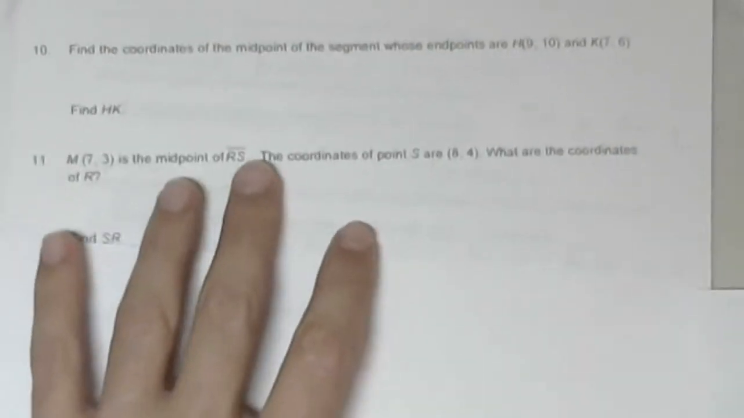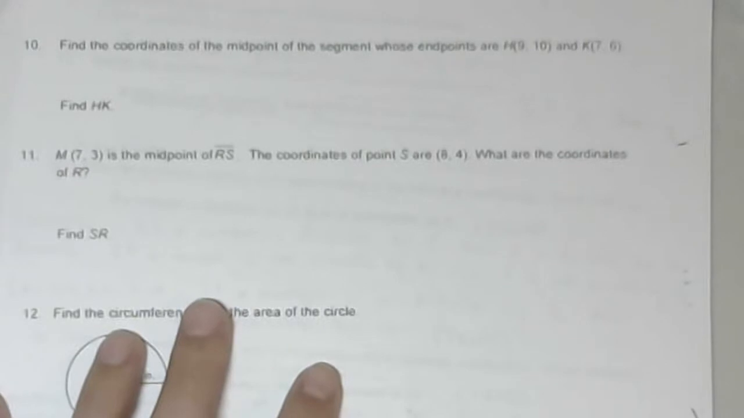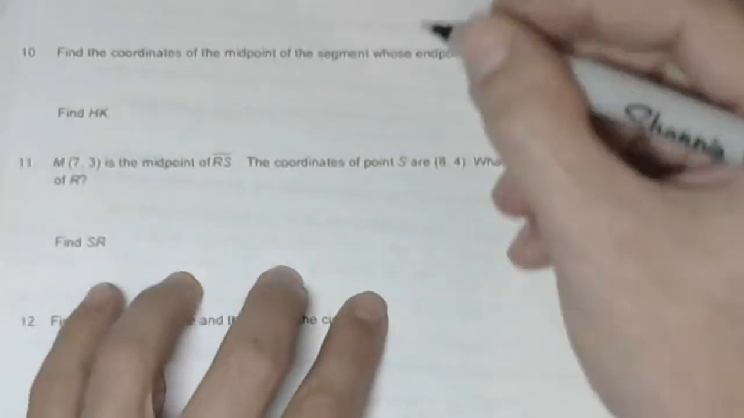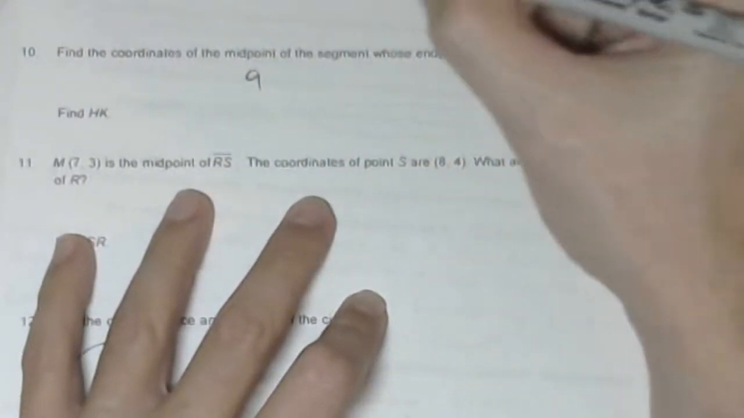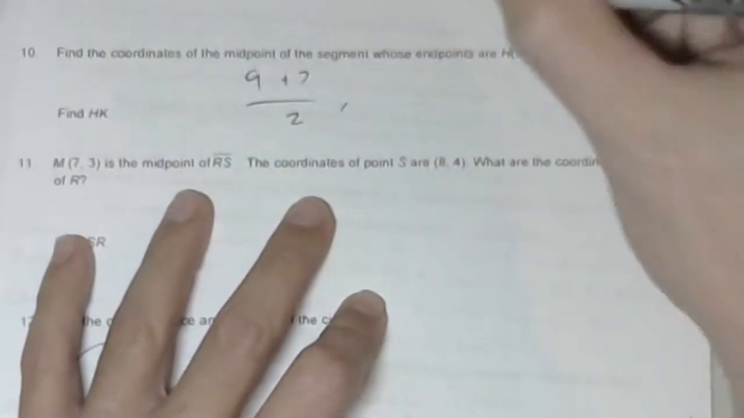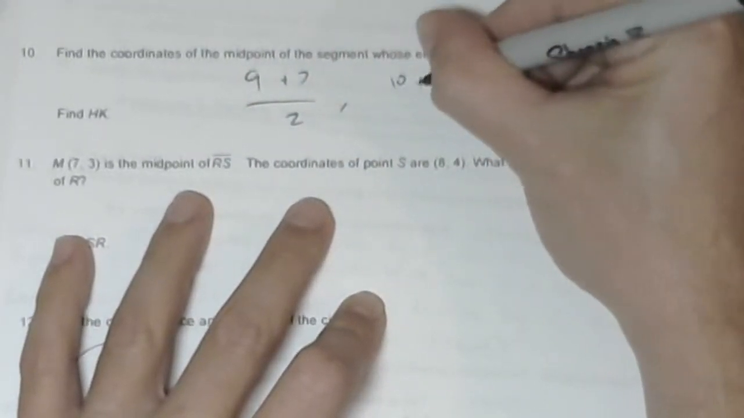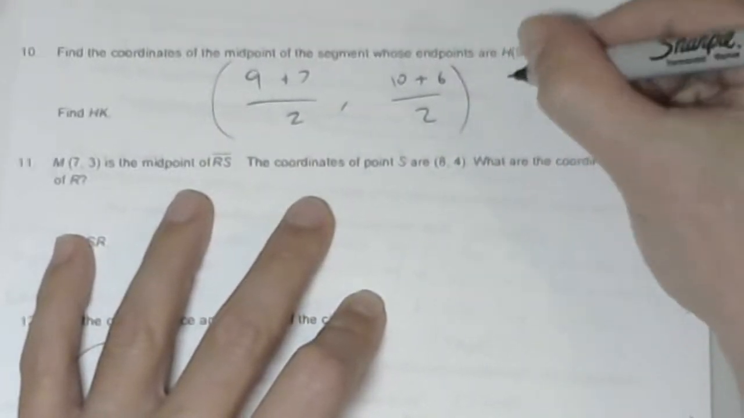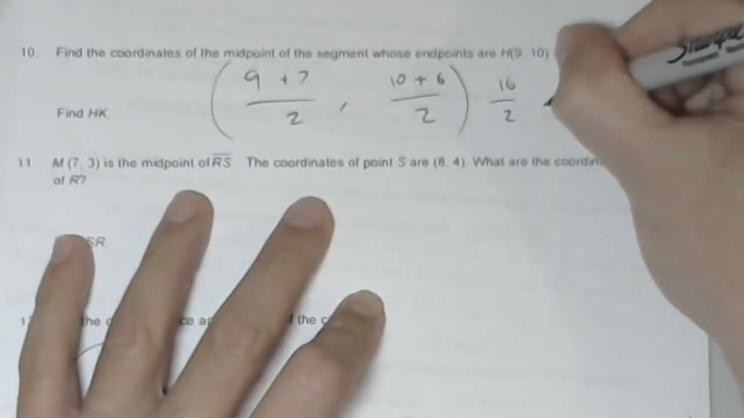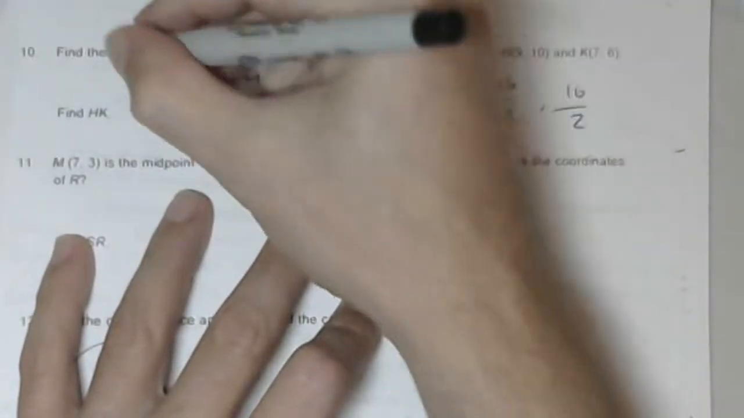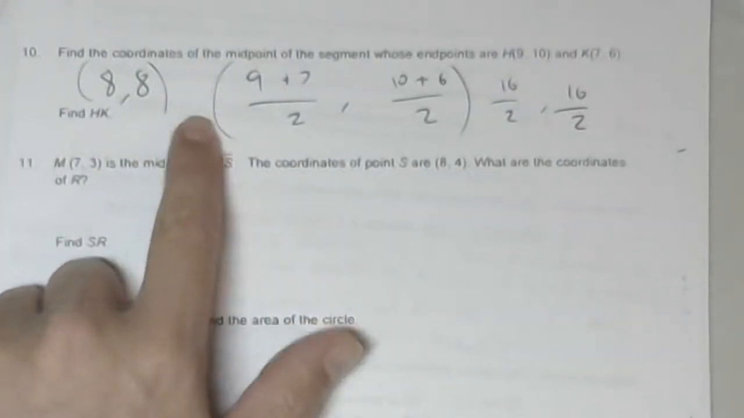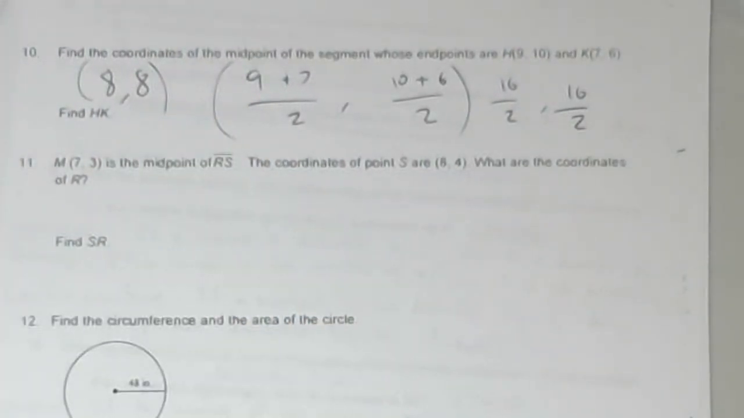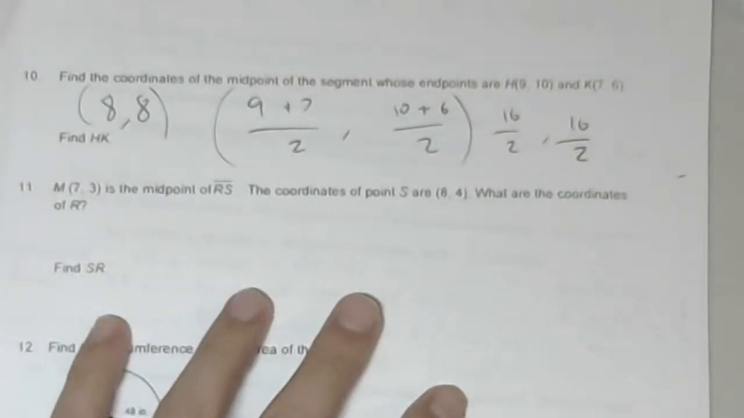Okay. Another midpoint. I'm sorry it's moving around so much. 9 plus 7 over 2, comma, 10 plus 6 over 2, which is 16 over 2, comma, 16 over 2, which is 8, 8. Midpoint. When it just says find HK, that's the distance.